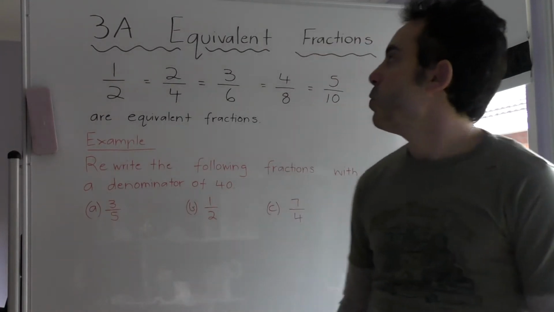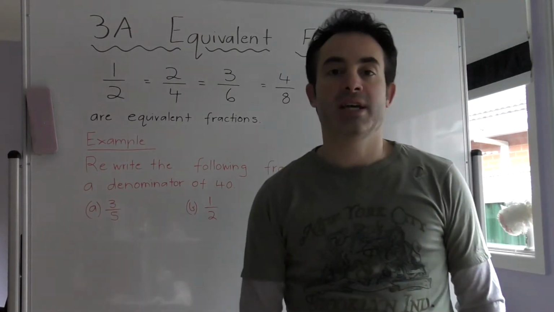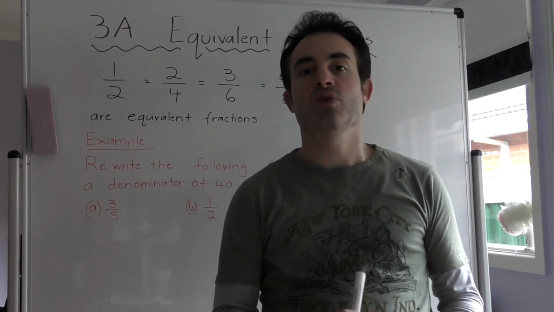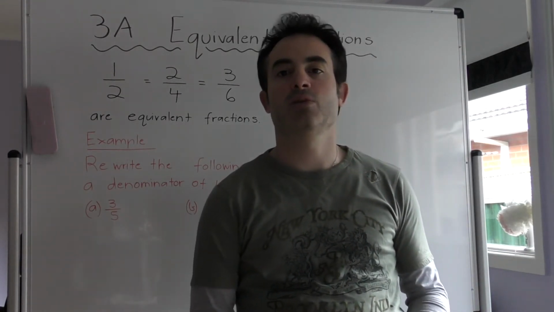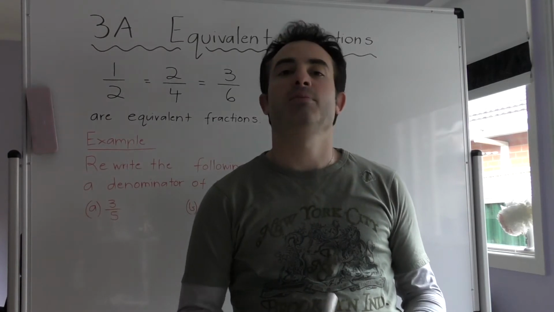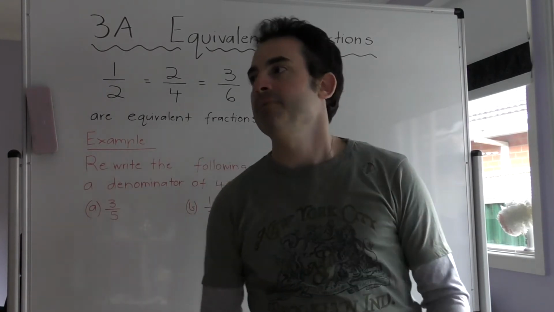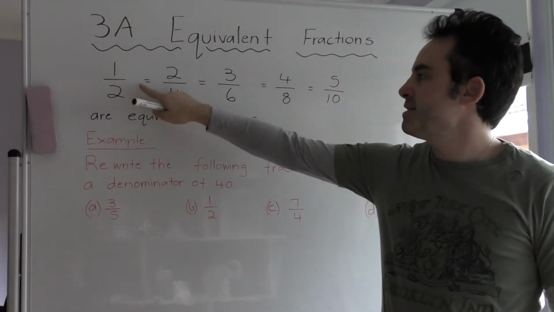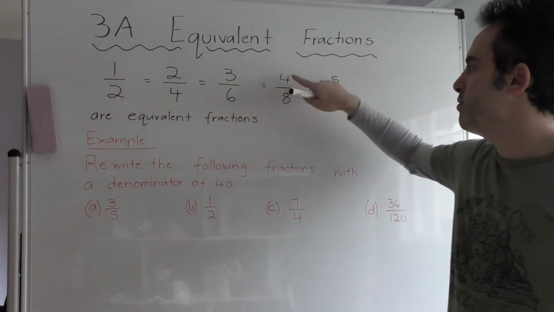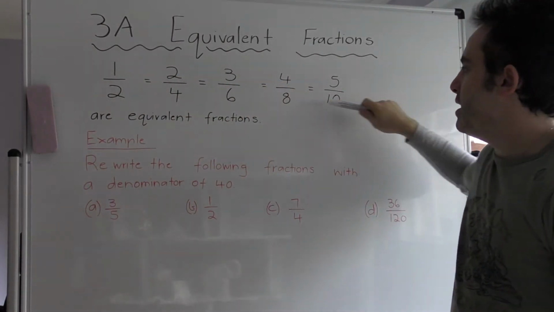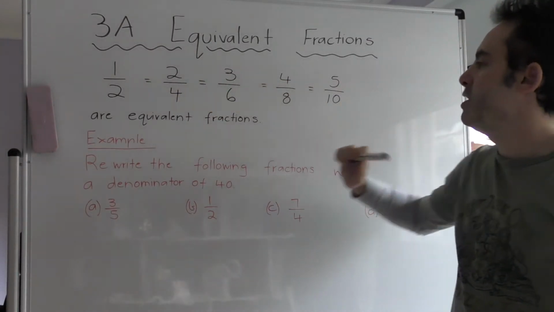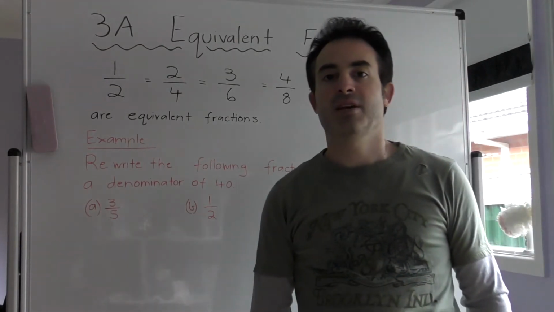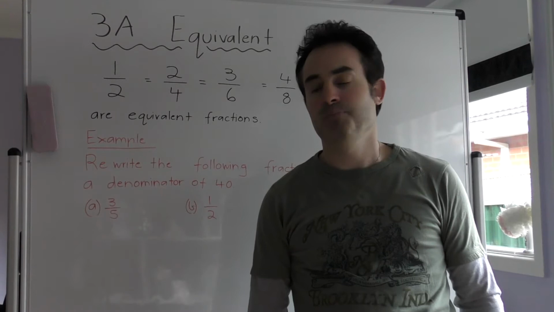So we'll get started. First thing that we're going to be looking at today is exercise 3A, which is all about equivalent fractions and also about simplifying fractions. For now, we're just going to look at equivalent fractions first and then simplifying fractions later. So what are equivalent fractions? If I have a half, it's the same as 2/4, 3/6, 4/8, 5/10. These are all equal to a half, so they are considered to be equivalent. Equivalent fractions just means that they're two fractions that equal the same.